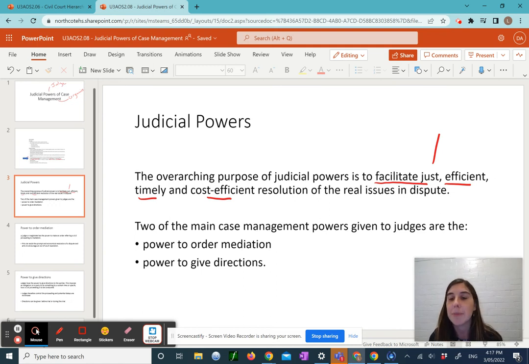Now, there are two main powers that a judge will get during case management when they're organising the case. And these two main powers are the power to order mediation and the power to give directions. Now, a lot of students focus on the power to give mediation because that's easy and that kind of makes sense. Just be careful. I've seen a lot of questions where they've actually asked you to talk about the power to give directions. So make sure you practice that one as well. Okay, so the power to order mediation.